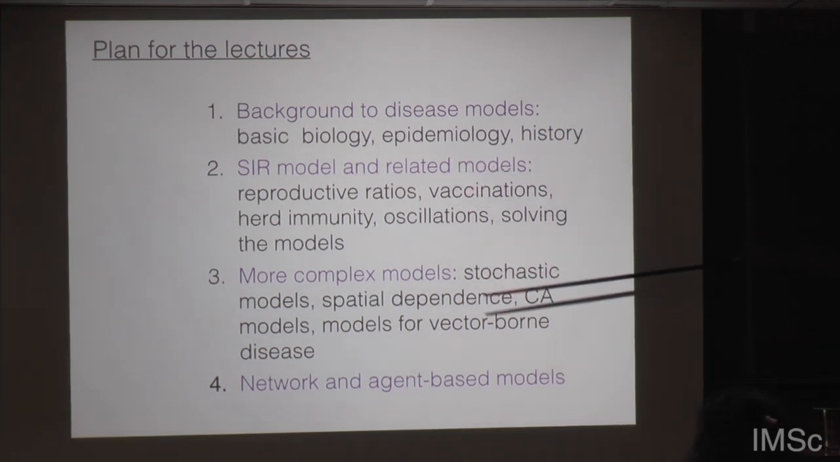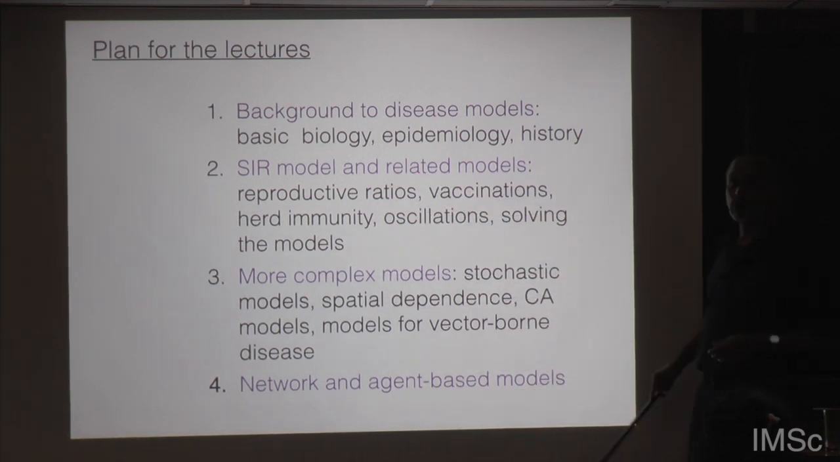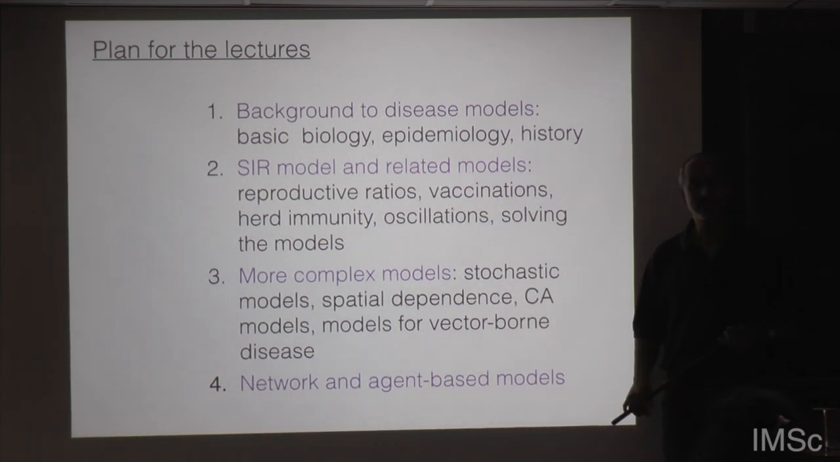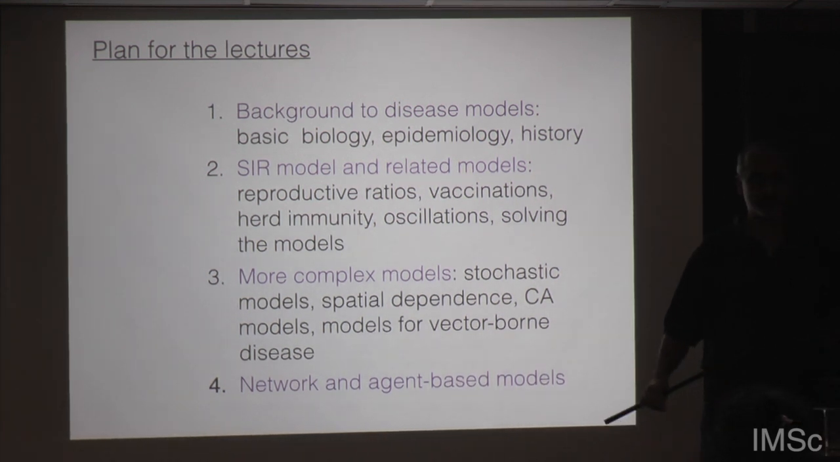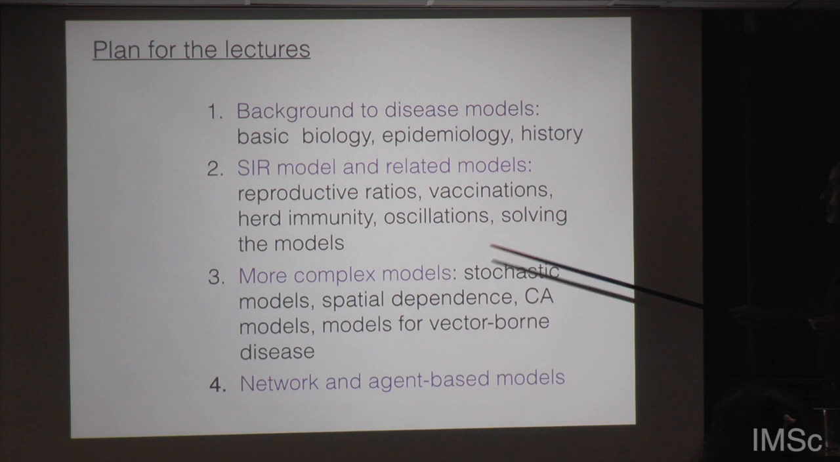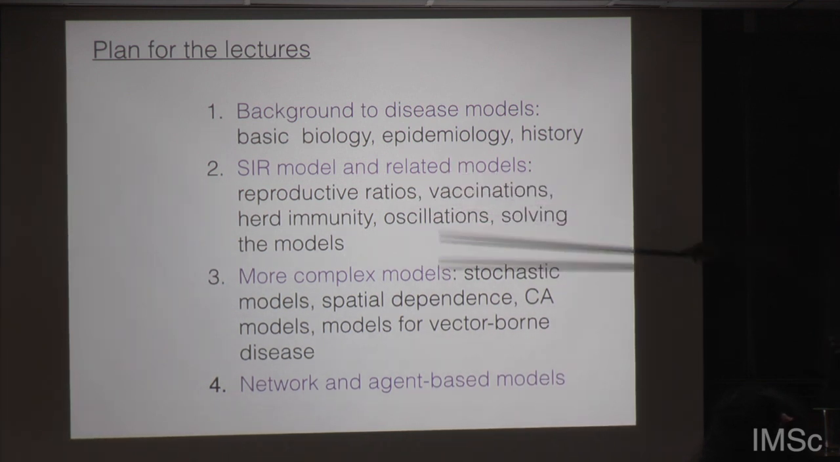Then we will go on to the classic model of infectious diseases called the SIR model. How many of you have heard of this model at least? Okay, that's pretty good. So that's roughly about a third of the people present here. We will talk about things like reproductive ratios, vaccinations, herd immunity, oscillations, and give you some idea of how to solve the model for interesting properties that you might want to look at.